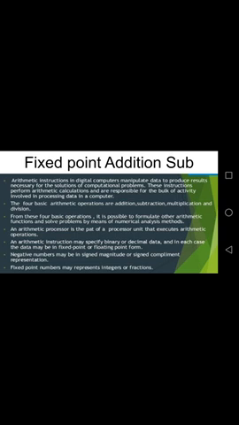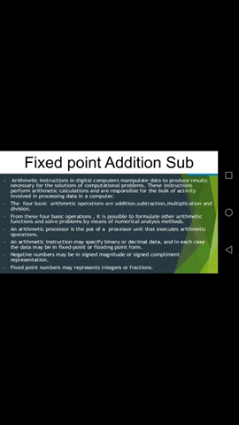And the advantage of the fixed point representation is that the arithmetic operations like addition, subtraction, multiplication, and division can be done very fast when compared with floating point representation, another type of representation.